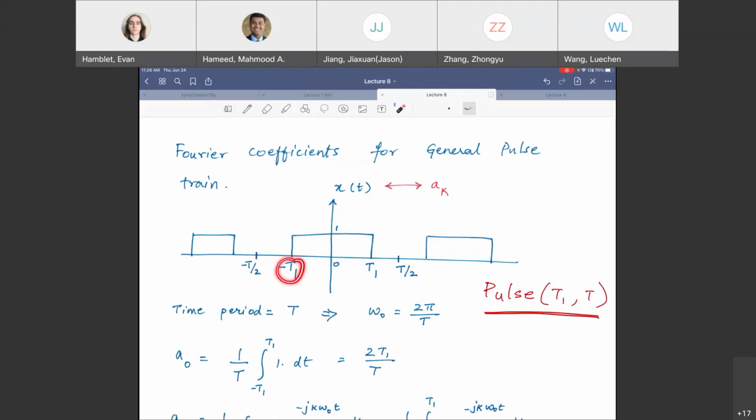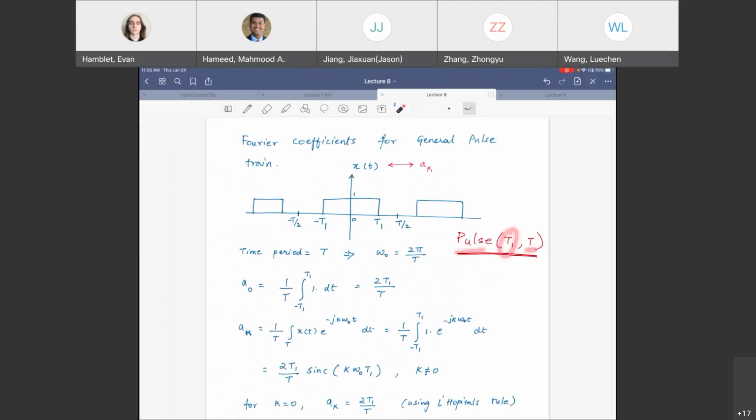However, I have included arbitrary times now. Negative T1 to T1, it is 1. And between T1 and the next on time, it is 0. The time period is cap T. So the time period of this square wave is cap T, but T1 and negative T1 indicate the on time, right? Negative T1 to T1, that's the on time. Instead of sketching it every time, I'm going to call it in this standard form. You see, pulse T1 comma T. T1 indicates what this value is. T indicates what this value is.